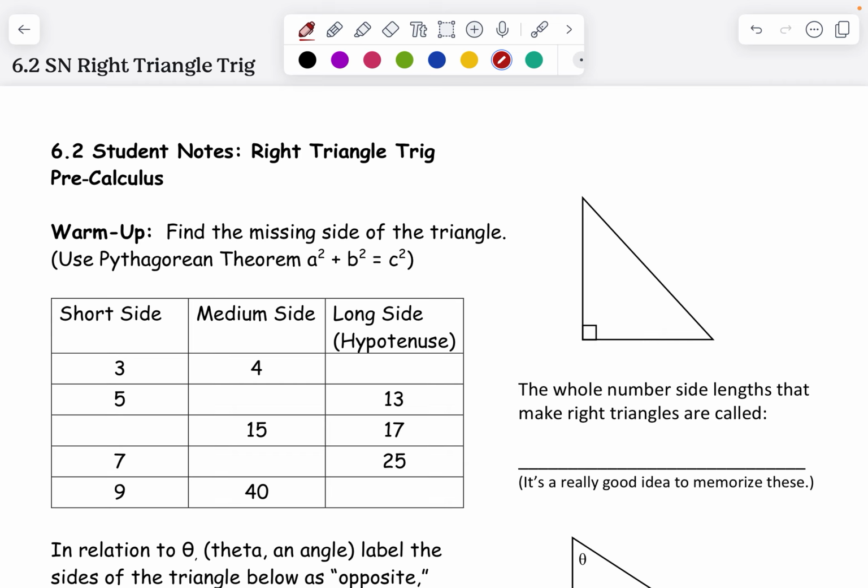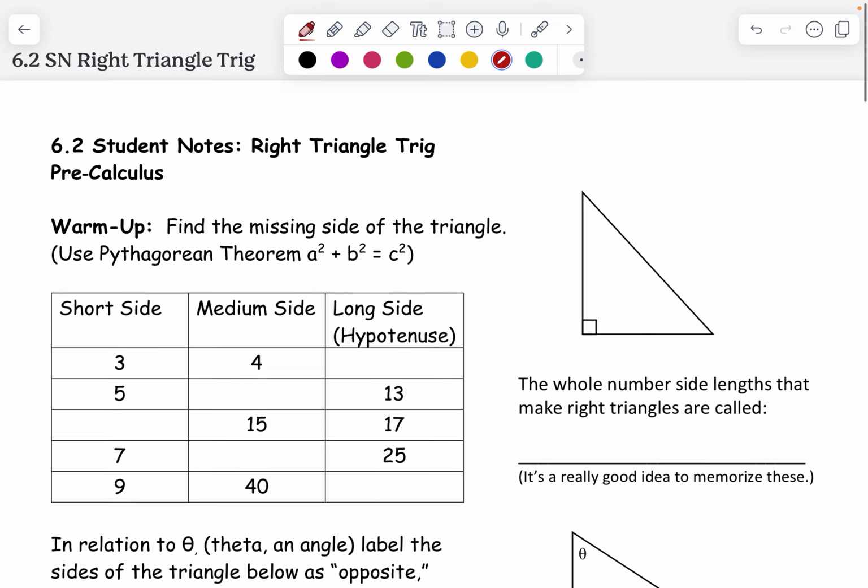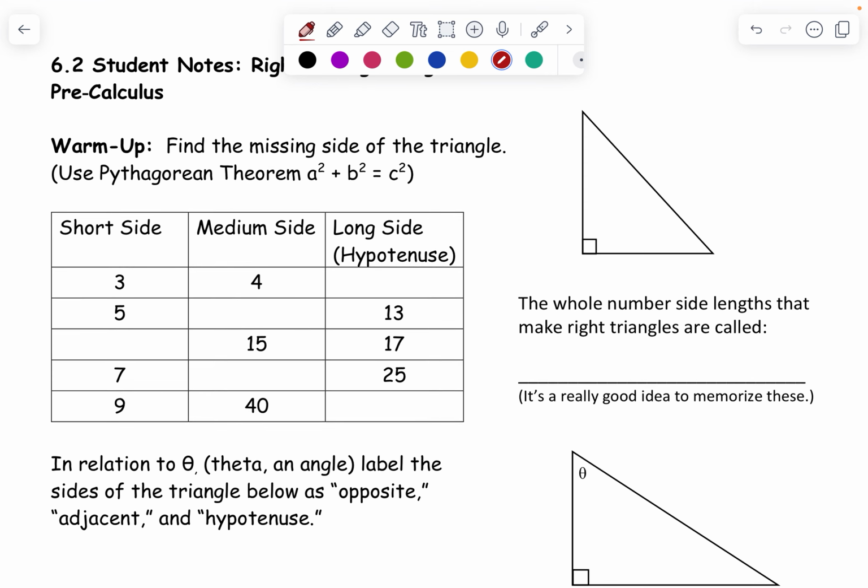Today we're going to be introducing right triangle trigonometry. This is going to be some things that you were introduced to in geometry, and then it's going to build on some of those concepts. The first thing we want to talk about is when you have whole number sides that make a right triangle. So this is not unique. There are a bunch of these, but there are some that you will use really, really commonly.